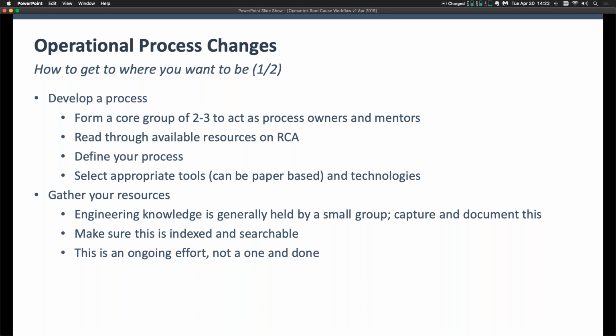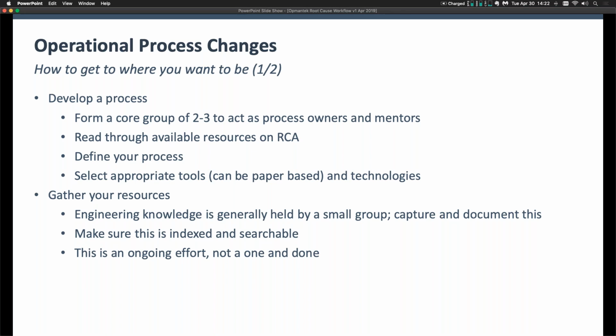I like to start with a core group of 2 to 3 people, make them process owners and mentors, right? You want to read through as much material on RCA as you can, and we have several different resources on the website listed with that blog entry as well. You want to then have that group define your process, right?